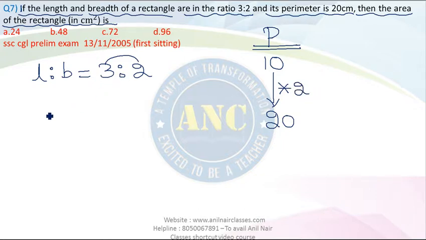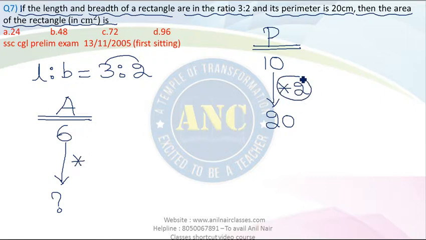Now, the question says find the area. According to the ratio, area is length into breadth. 3 into 2 is 6. According to the question, they are asking you how much. You should not multiply this 6 with the same multiplying factor 2. Just in the previous question I explained.